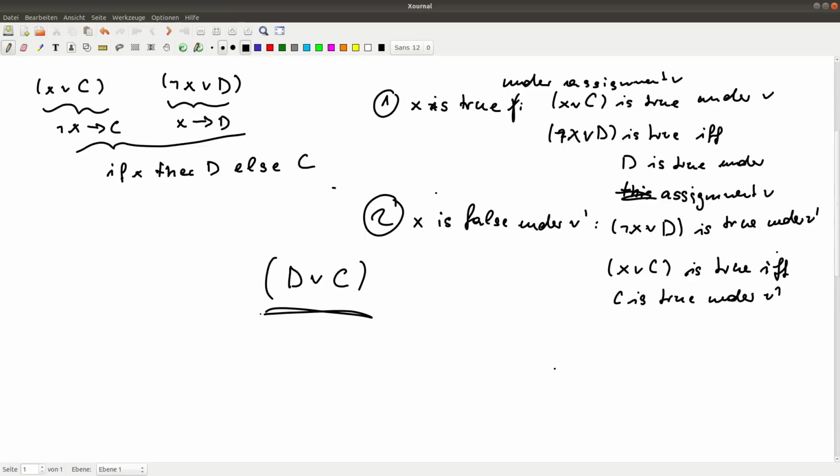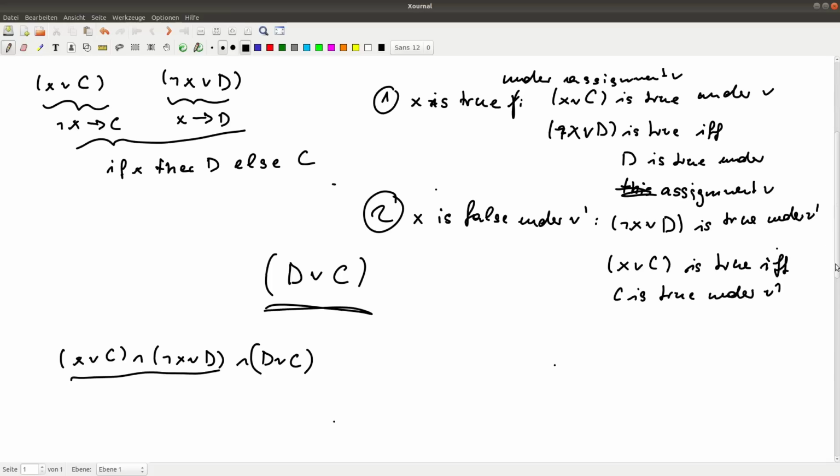So if we have this conjunction X or C and not X or D, and D or C, then this has the same truth value under any assignment as the formula consisting only of the two clauses. And the idea is now that we try to add constraints, that we try to add clauses until we get a contradiction. And I would like to show you now some small example.